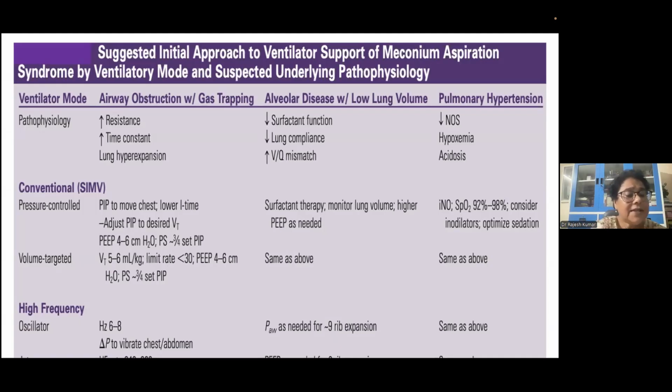If high frequency oscillator ventilation is planned, then the Hertz should be kept at 6 to 8, in contrast to respiratory distress syndrome, where we had kept it at 10 to 12. And the delta P should be such that it vibrates the chest and abdomen. And the MAP should be kept in such a way that the expansion is at 9th rib when we are doing chest X-ray. In the posterior aspect, it should reach by 9th rib.